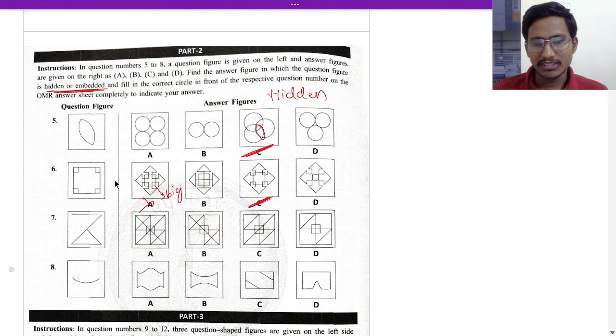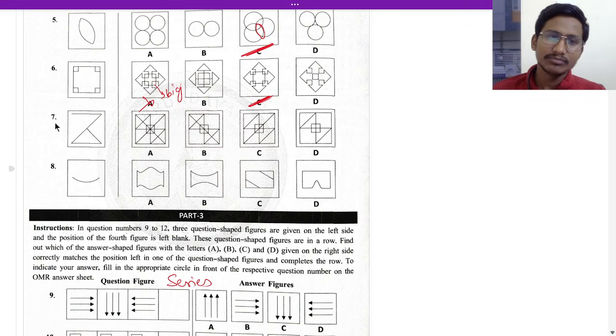Now the seventh answer, what is the seventh answer here? Here this part is where? It is in option A. That is the answer. Next, this curve part is where? That is in option A, right? Here if you see, it is there in option A.